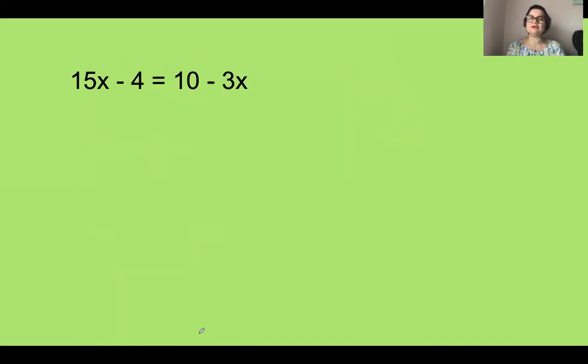Again, remember we need to keep the x's on the left and the numbers on the right. So begin with the x's. We want all the x's on the left, so we get rid of the minus 3x on the right. How do we get rid of minus 3x? By adding 3x. So remember, it's minus 3x here, so plus 3x. Cancel that out, and then we're going to have 18x minus 4 equals 10.